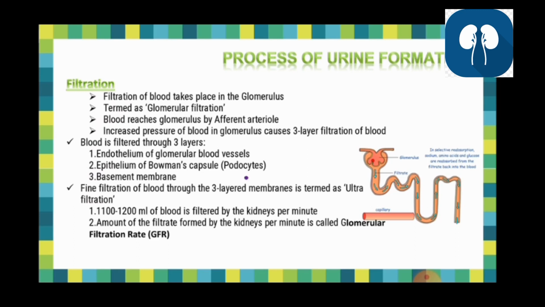The epithelial cells of Bowman capsule, called podocytes, are arranged in an intricate manner so as to leave some minute spaces called filtration slits or slit pores. Blood is filtered so finely through these membranes that almost all the constituents of the plasma except proteins pass on to the lumen of Bowman capsule. Therefore, it is considered the process of ultrafiltration. Right?